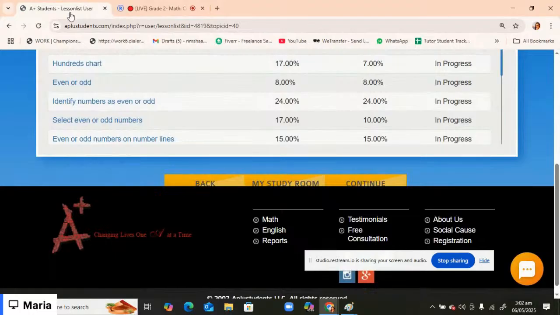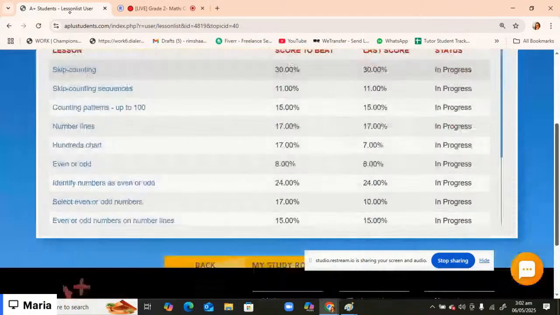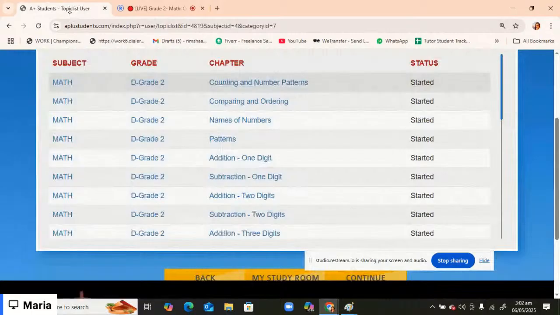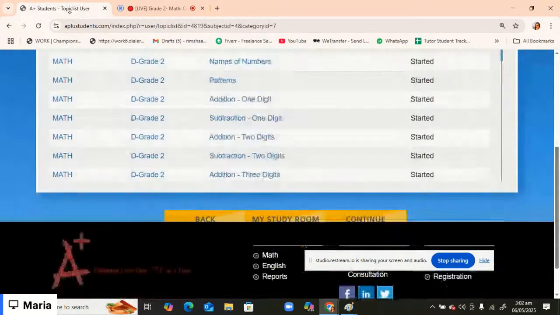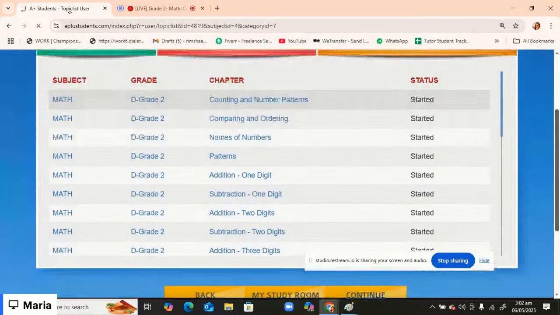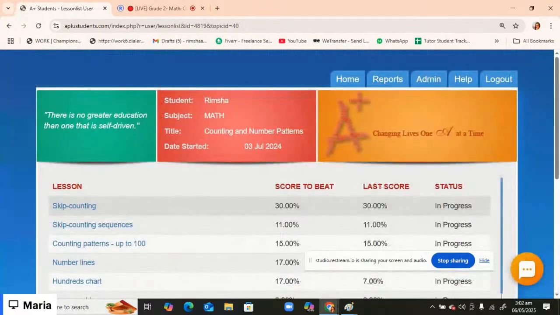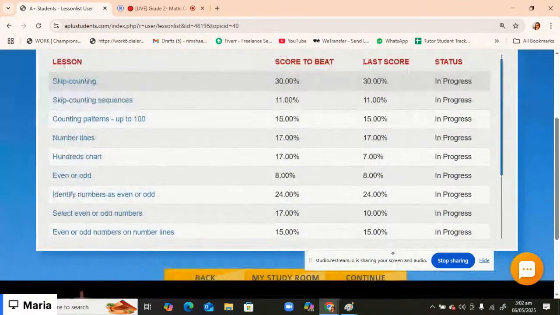Select math from the subject tab. Go to the grade 2 maths. There is a list of the chapters, so we are on counting and number patterns. Select that, and here is the list of the lessons regarding that chapter, counting and number patterns. Okay, so the lesson today we discuss is hundreds chart.